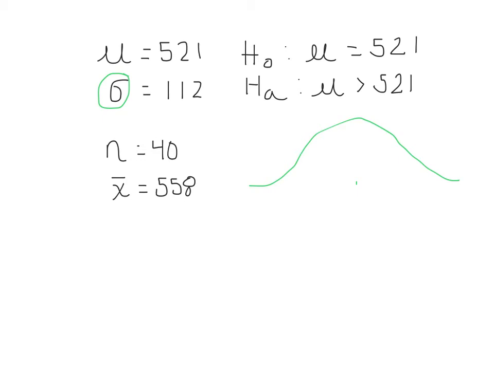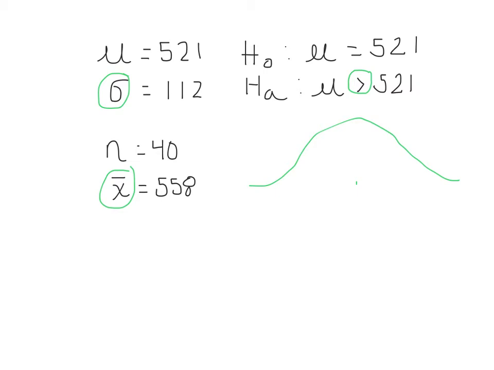So we read on and it says, a particular high school claims that its students have unusually high math scores. So they're basically saying it's above average, which is why in my alternative hypothesis, I've said that mu is greater than 521. So a random sample of 40 students is taken, and the mean SAT score of those 40 students, which would be our X bar, is 558. Is the high school justified in its claim?